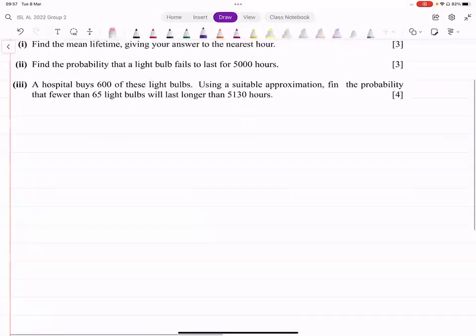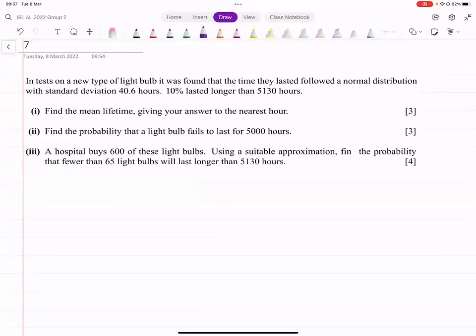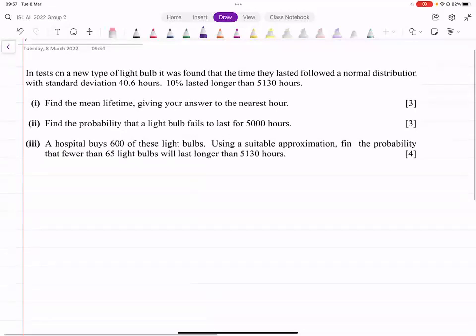Look at this now. In tests on a new type of light bulb, it was found that the time they lasted followed a normal distribution with standard deviation 40.6. 10% lasted longer than 5130 hours. क्या मतलब है?